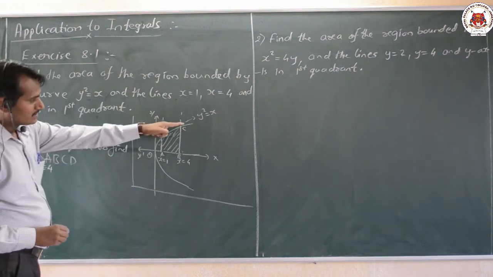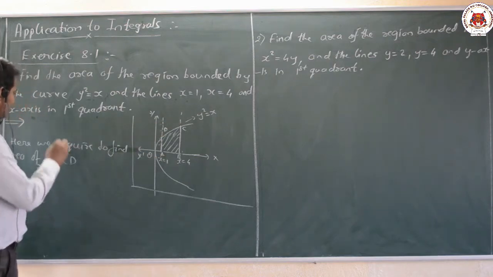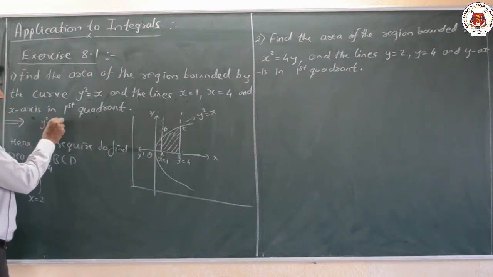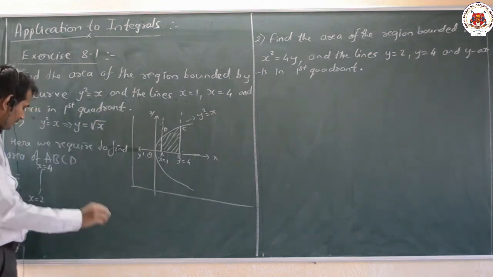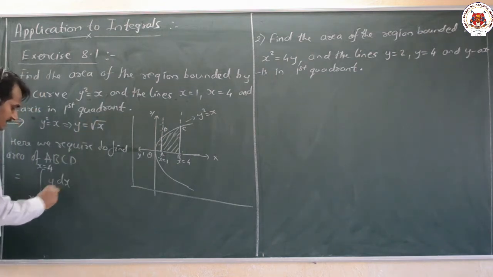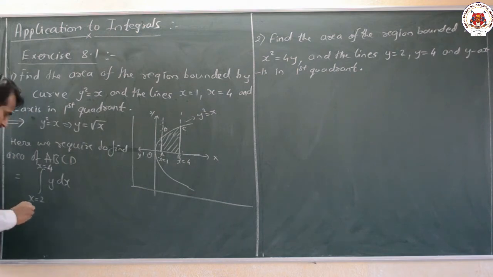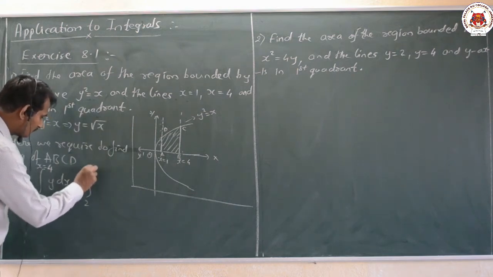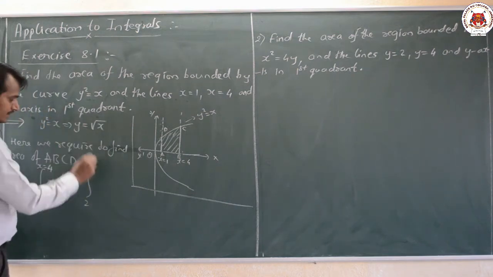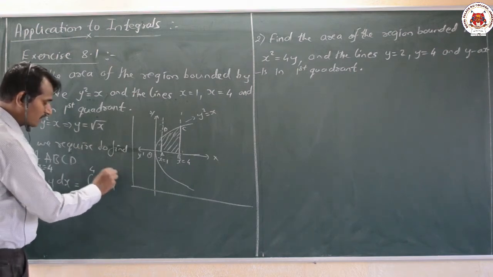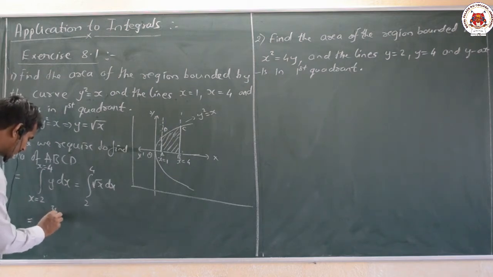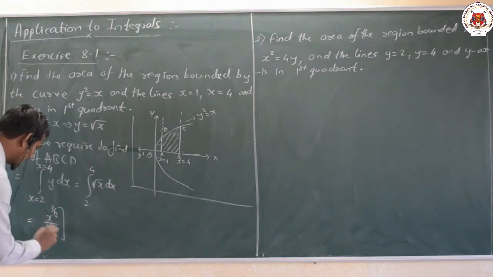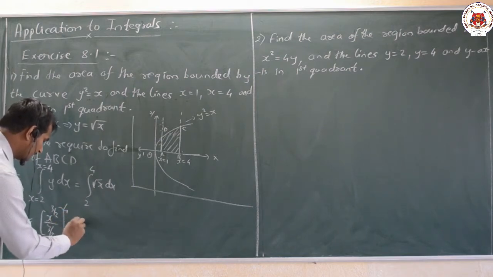With respect to what? With respect to y here. Now, what is the equation? Given y square is equal to x, that implies y is equal to root x. Here I can write y dx, or you can write f of x dx. So the integral from x equal to 1 to 4 of root x dx, according to the formula. Now I can directly integrate it. The integration of root x is x raised to 3 by 2 divided by 3 by 2, between the limits 1 to 4.